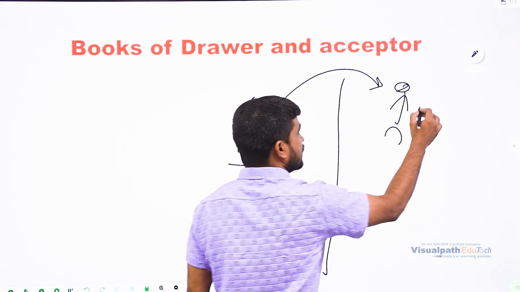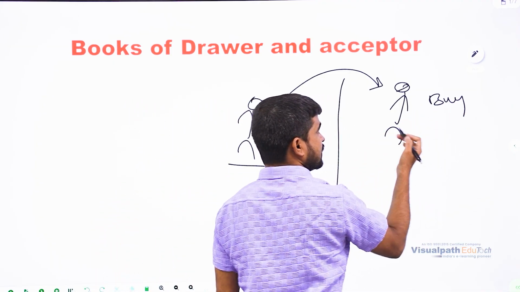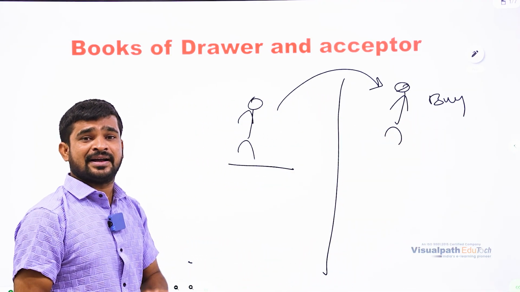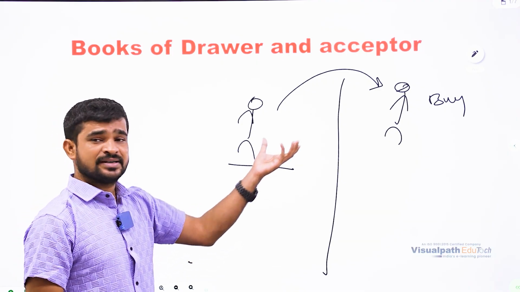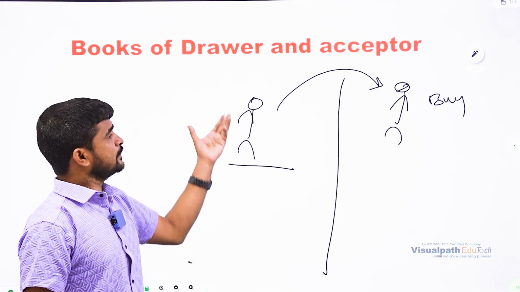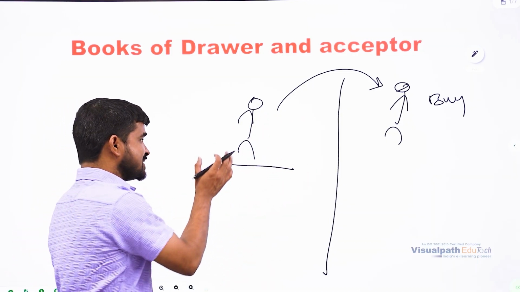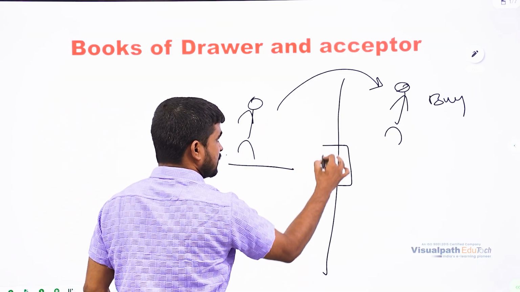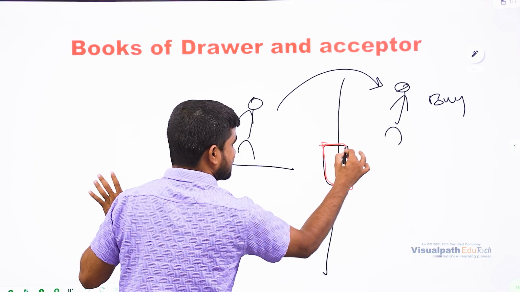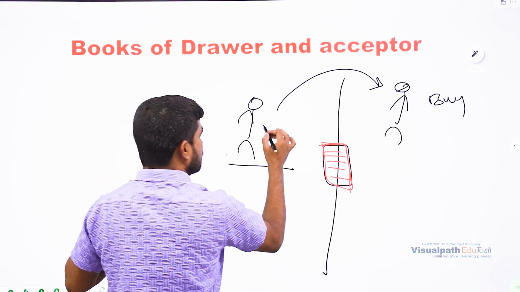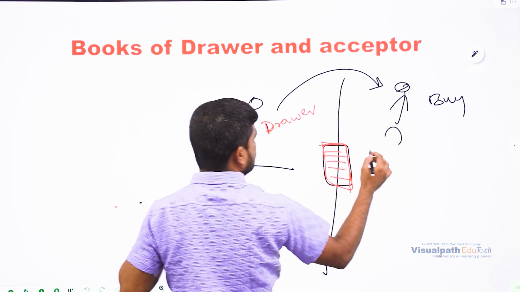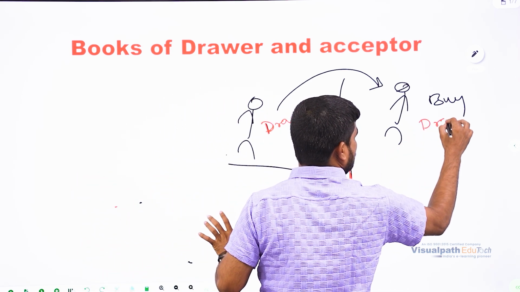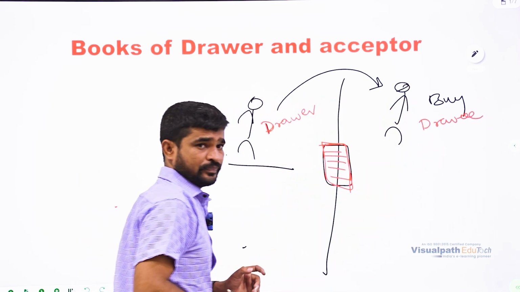The person who purchased the goods, the buyer, and agreed to make the payment of the due amount, is called the drawee. Here, their books will be different, whereas the document, what is the document? The bill of exchange document, according to the drawer, will be different according to the drawee.